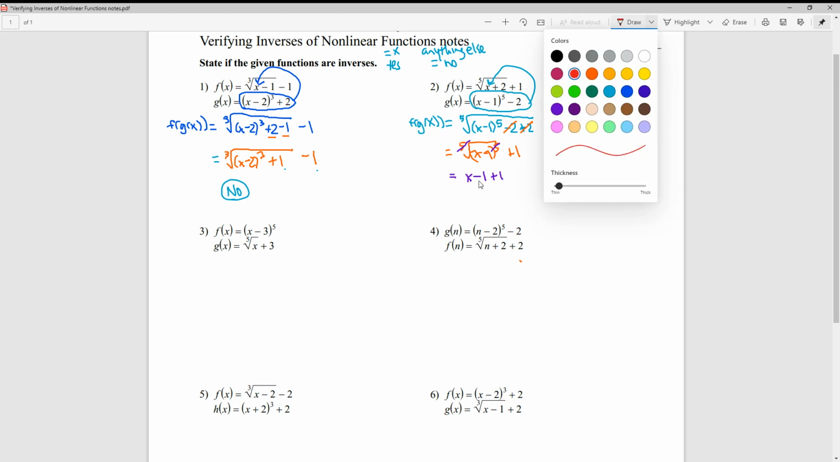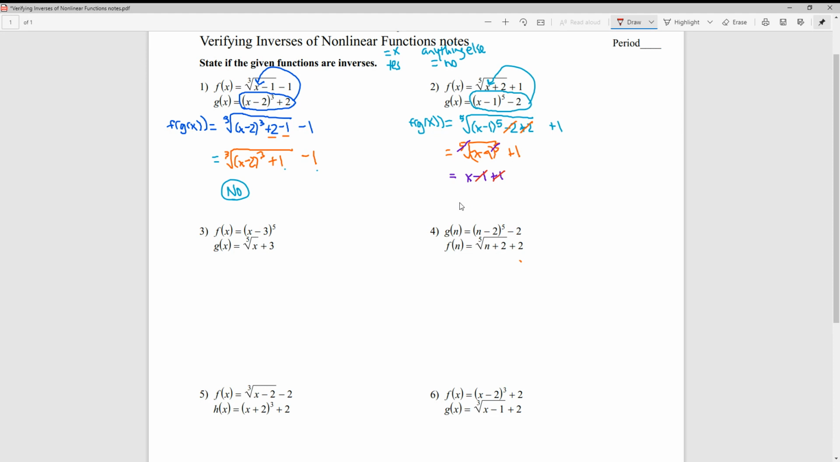And then I can also cancel minus 1 and plus 1 because those are 0. So I end up with just x. Since I get just x at the end when I'm done simplifying, that means yes, these two functions are inverses.